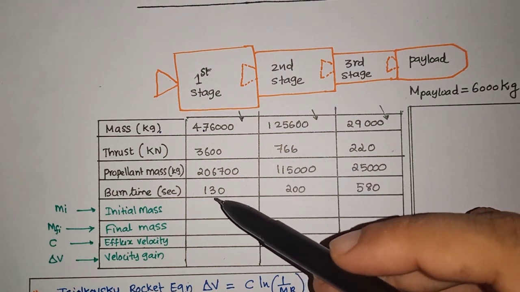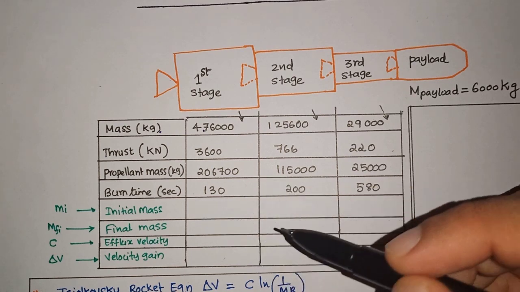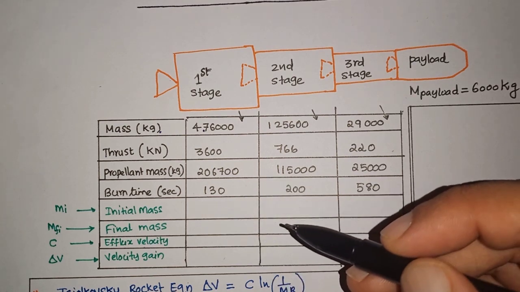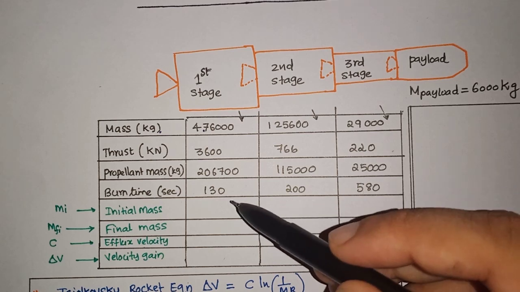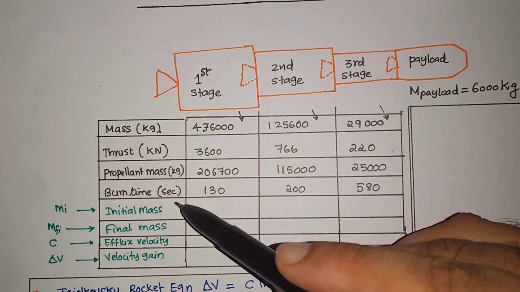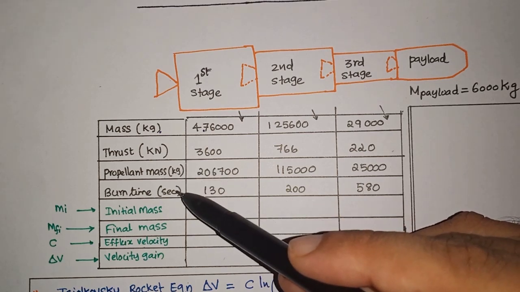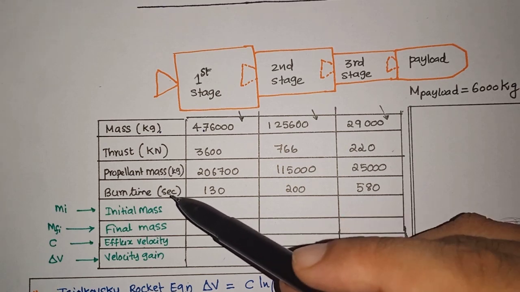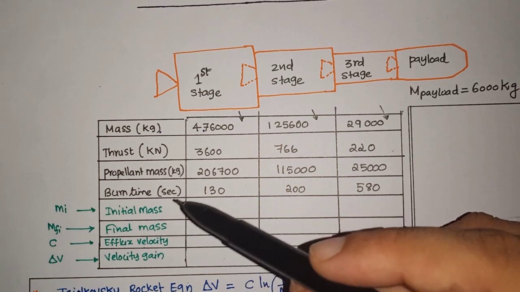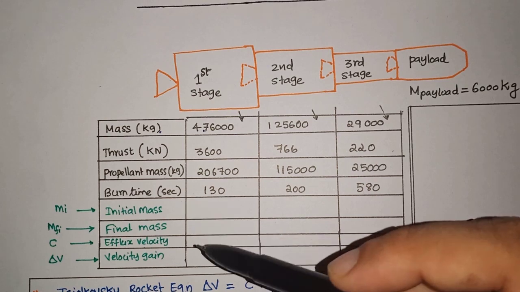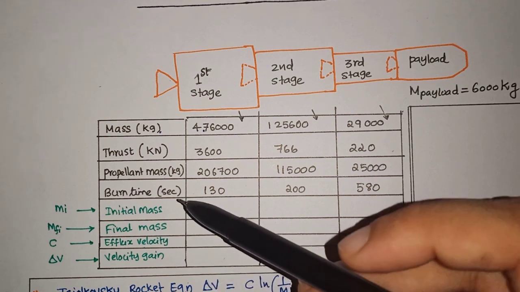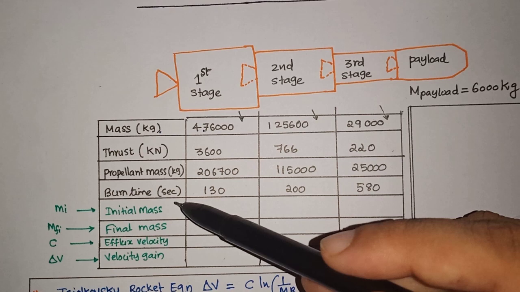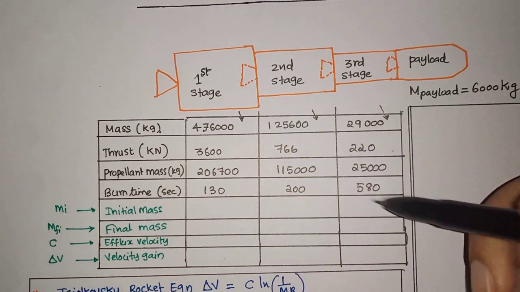Okay, and the burn time. So burn time is nothing but the time taken to burn the propellant completely. So that is meant by burn time. This is expressed in seconds. So everything is clear in SI unit. So it is very interesting actually, and it is very easy also to do the calculations and to understand the concept. So the burn time is in seconds. We have 130, 200, and 580.